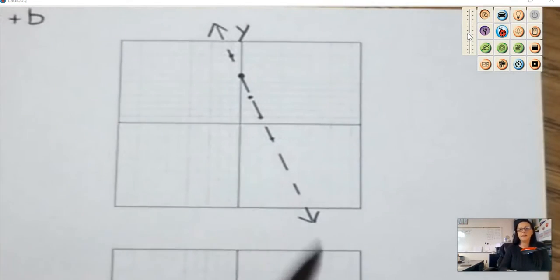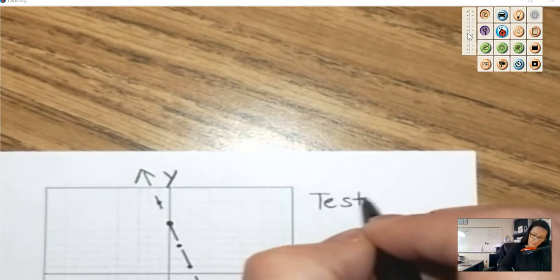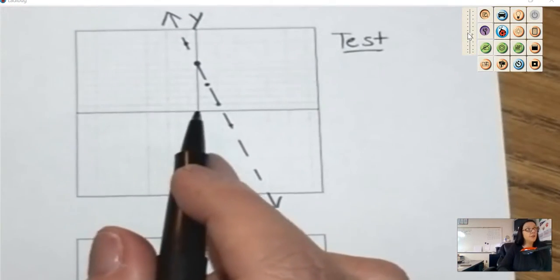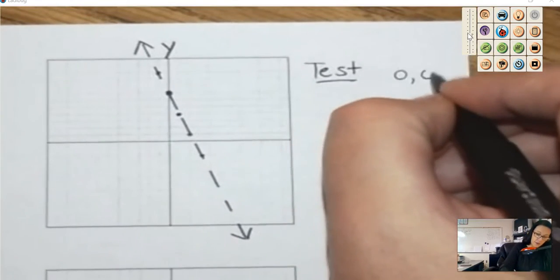Okay, so I have my dotted line there. Now I need to use a test point. 0, 0 is always easy to use as long as it's not on the line. So it's not on the line, so I want to see if 0, 0 works.